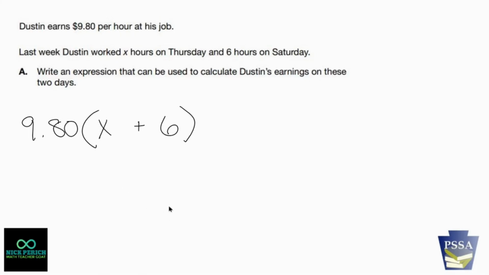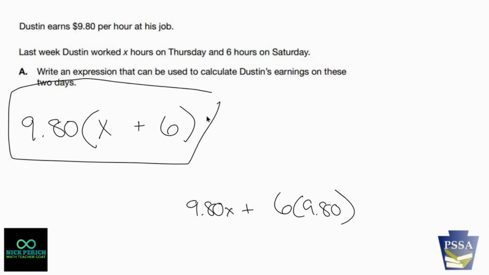If you're like, well, could I distribute that out and get 9.80x plus whatever this is? I don't know what that is. Just say what's 6 times 9.80. Sure, we could do that too. Any of these work. Now keep in mind, we only want to give one answer. We don't want to give 2 of them and accidentally screw one of them up. So I'm going to circle that and pretend like you didn't exist. All right, bye. Let's do problem B.